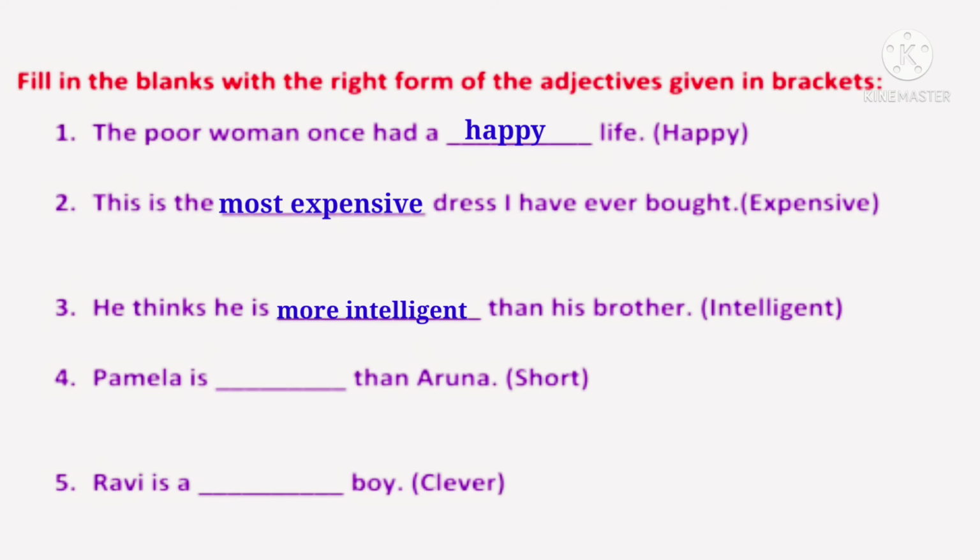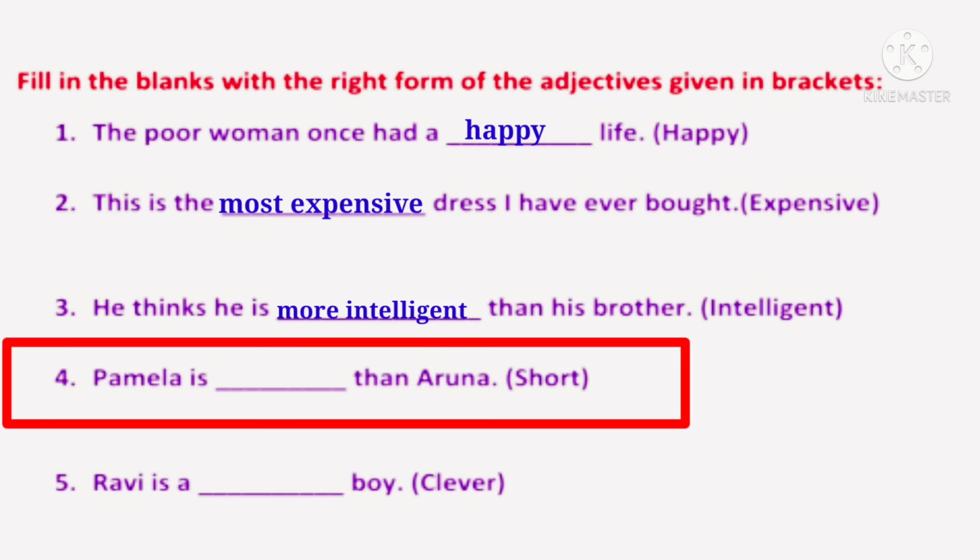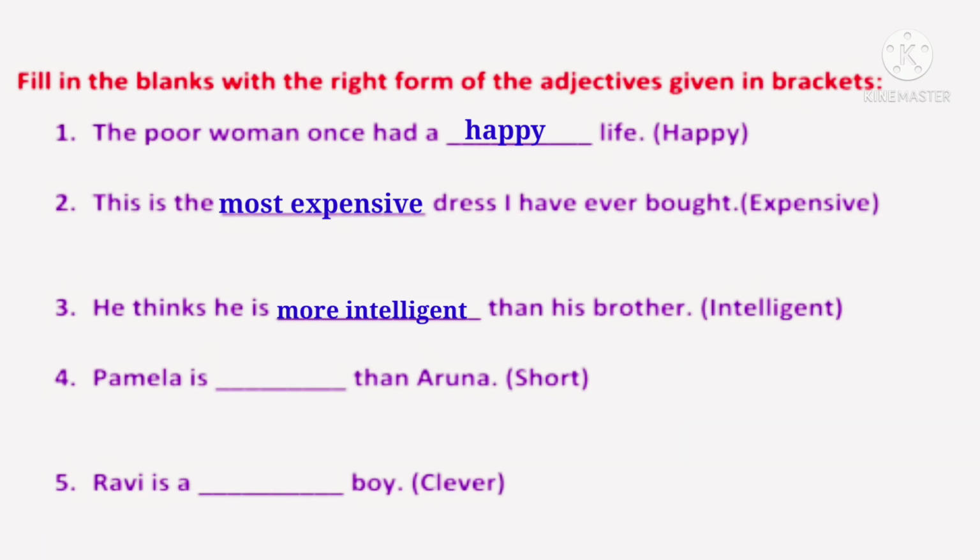Okay. Look at the next sentence. Pamela is dash than Aruna, and the adjective given in the bracket is short. So here which degree of adjective will be used? Yes, we will use the comparative degree of the adjective short, and the comparative degree of the adjective short is shorter. So the answer is, Pamela is shorter than Aruna.